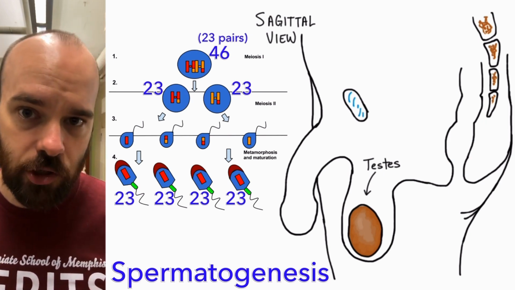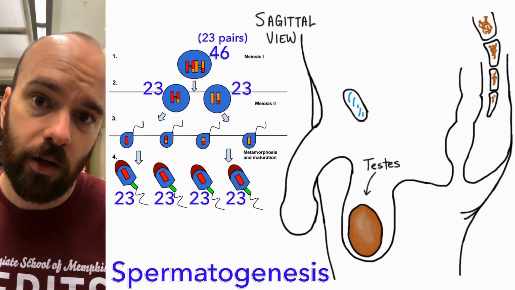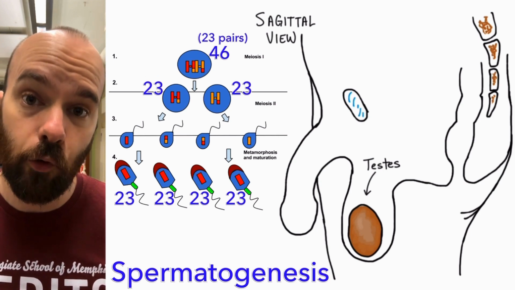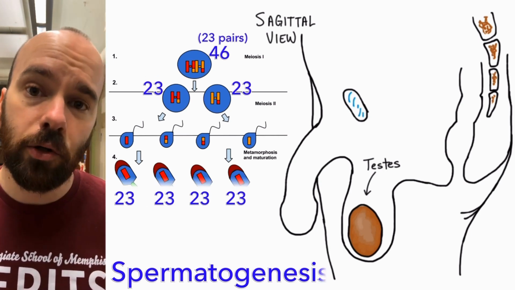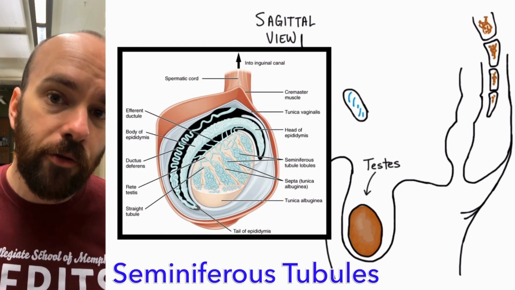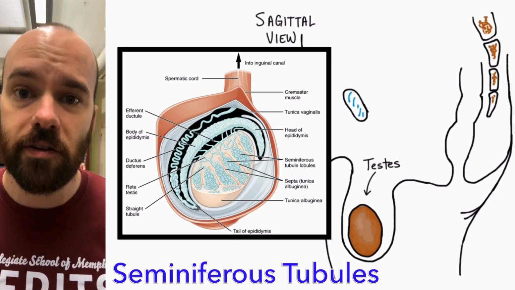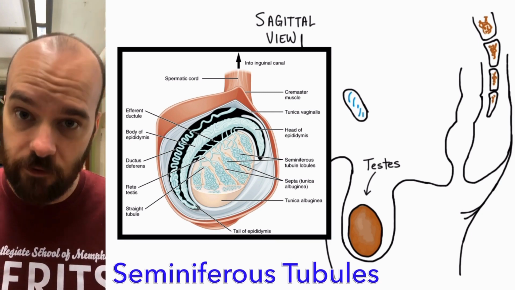Whenever fertilization of an egg cell occurs, 23 chromosomes will come from the sperm cell and 23 chromosomes from the egg cell, creating a new combination of 46 chromosomes for that new zygote. Inside the testes are these long coiled tubes called the seminiferous tubules. As these spermatocytes travel through the seminiferous tubules, they'll undergo these processes of mitosis and meiosis, and they'll eventually develop into mature sperm cells that have the potential to fertilize an egg.